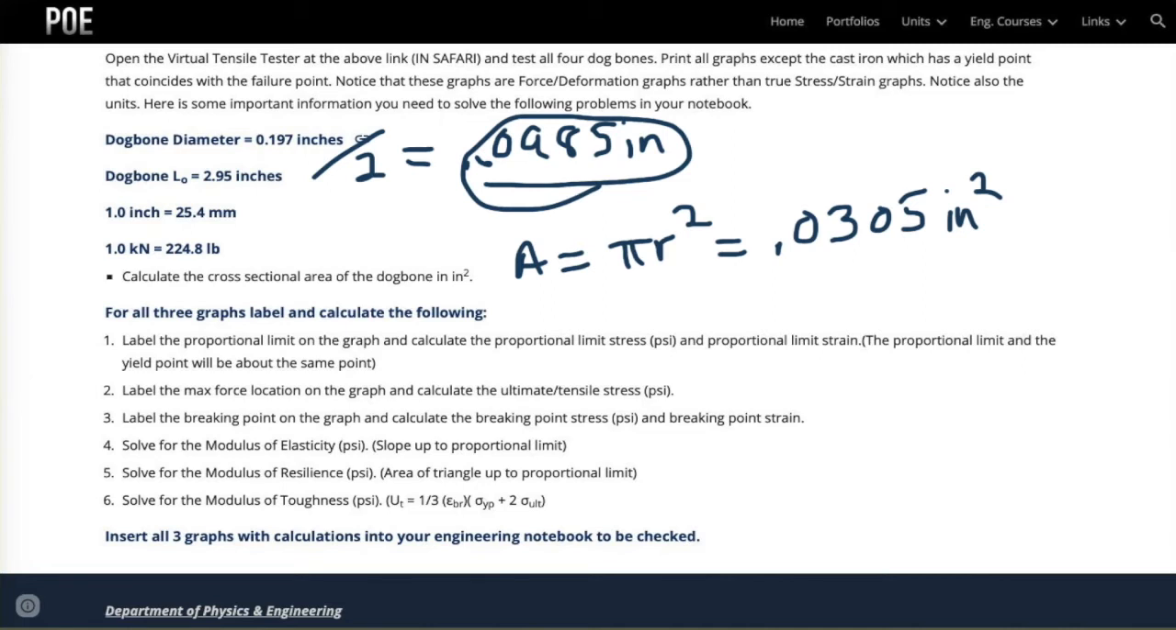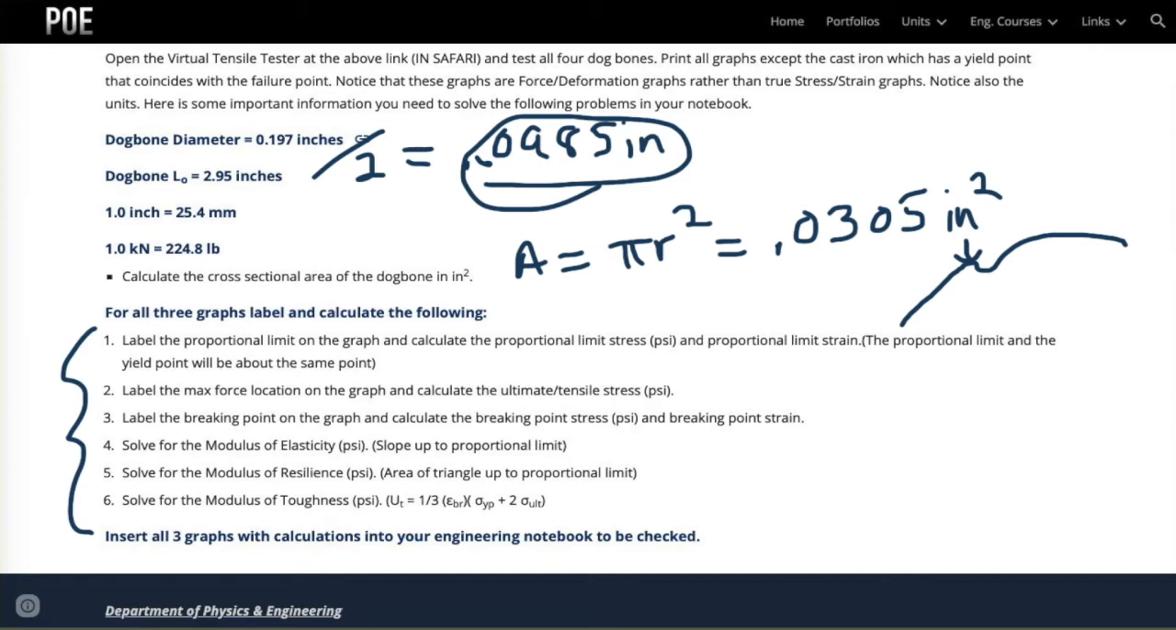Okay, for each graph, we're going to calculate 6 things. There are 6 items, but there are actually a couple of items in each one. Number 1 says label the proportional limit on the graph and calculate the proportional limit stress, in PSI, and the proportional limit strain. The proportional limit and the yield point will be about the same point. That's when you have a straight line going up, and then there's the yield point, and then it goes on around like this. That point right there is what we're looking at. We want to calculate the stress and strain at that location.